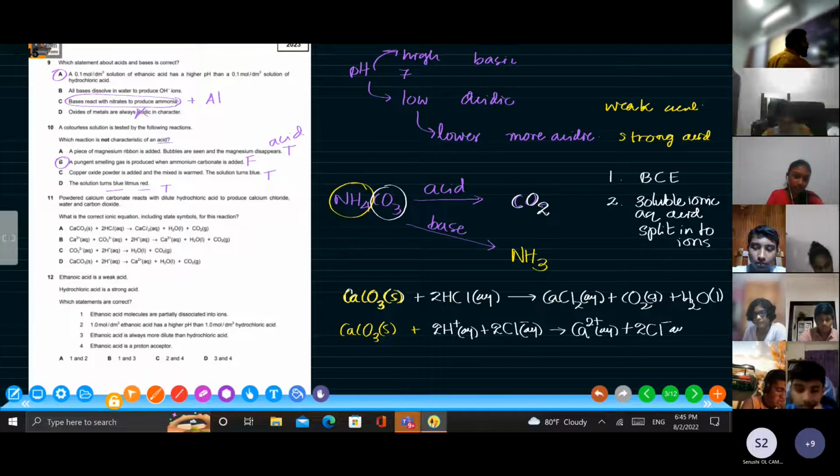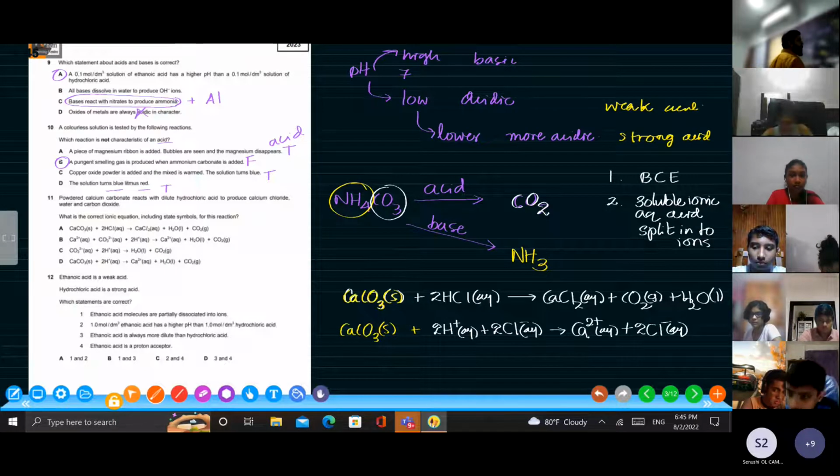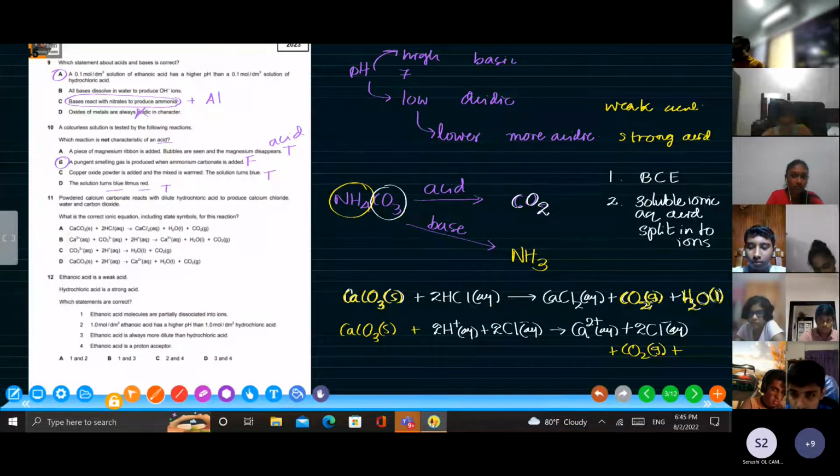And carbon dioxide, are you going to split that into ions? No. Why not? Carbon dioxide is a gas. Definitely not. So we don't split that into ions. Water? No. Why not? Don't confuse it with electrolysis; that's not related here. It's a covalent compound, so we don't split it into ions. So you write it as H2O.